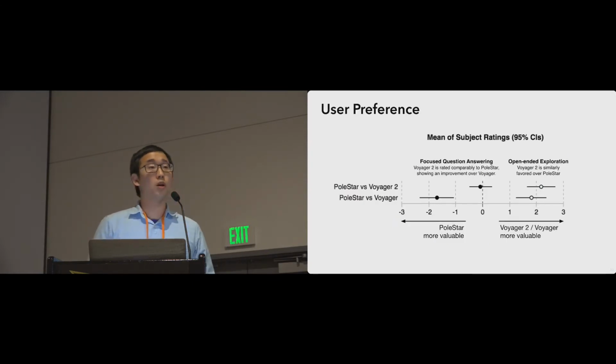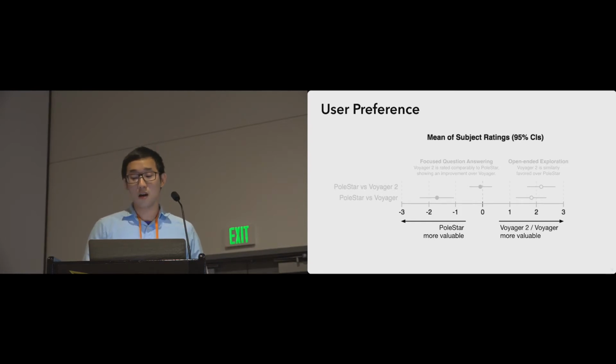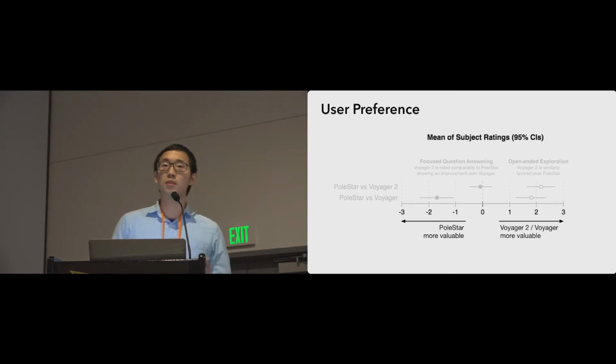Similar to the prior study, we also asked users to rate the value of each tool for both question answering and exploration. To compare ratings across studies, we show the result of the new study on the top and the prior study on the bottom. For the x-axis, points on the left mean that users prefer Polestar for a particular task. Conversely, points on the right mean that users prefer Voyager or Voyager 2.